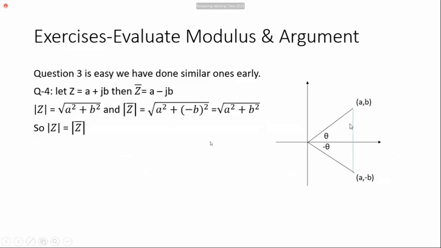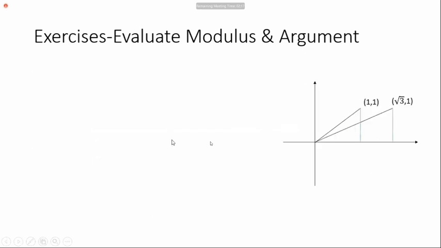We plot the Argand diagram. These are the two points, a, b. This is the complex conjugate, a minus b. See, the argument is theta, the other one's argument is minus theta. So therefore, very simple. That's the previous one.